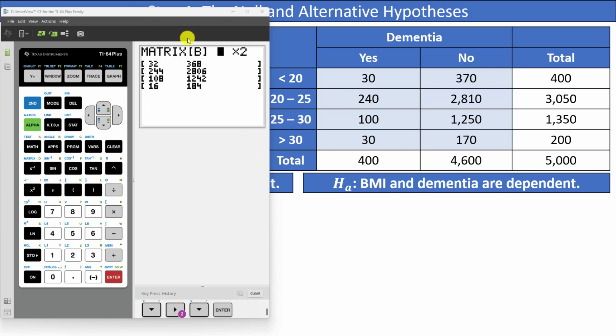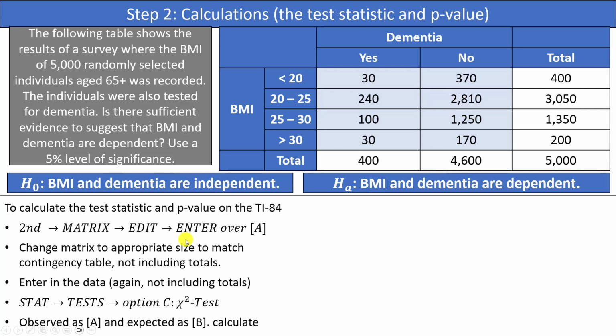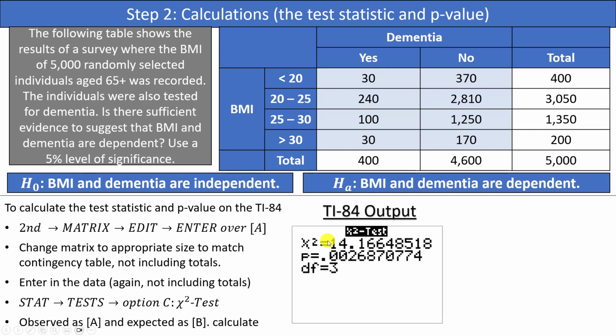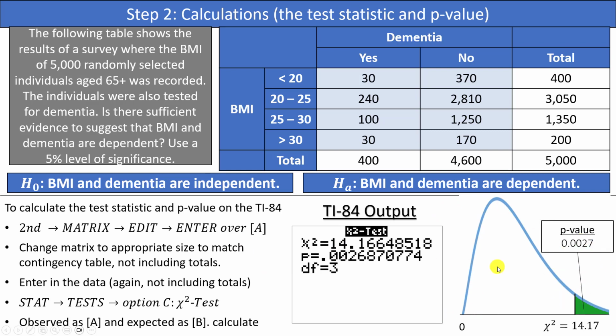It'd be a comparison of the expected values to the actual values that we've observed here, right? So here's some of the instructions here, and here is that output. And we can kind of envision that p-value on a chi-square distribution.